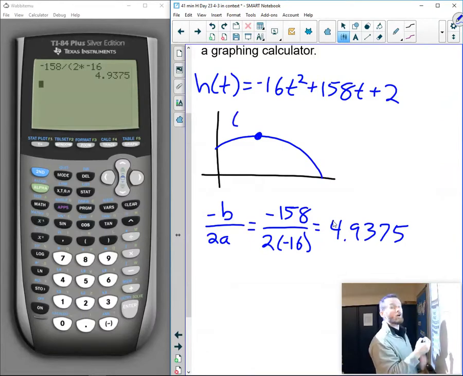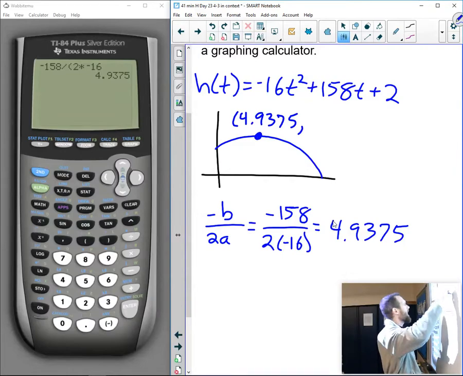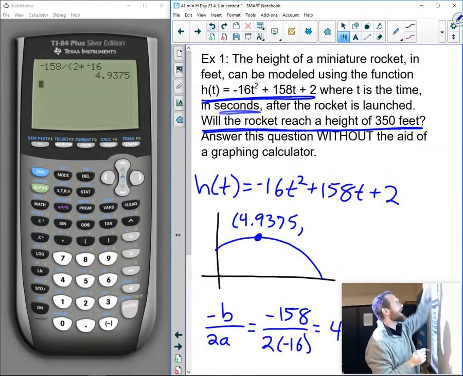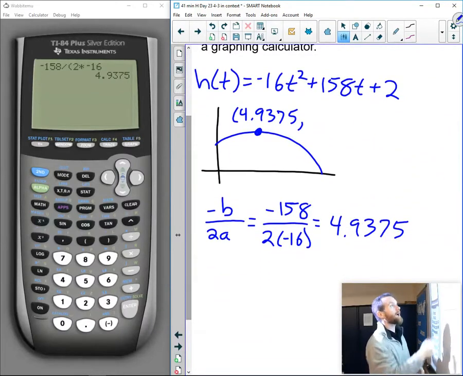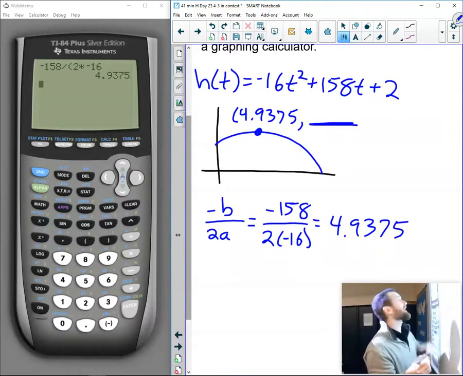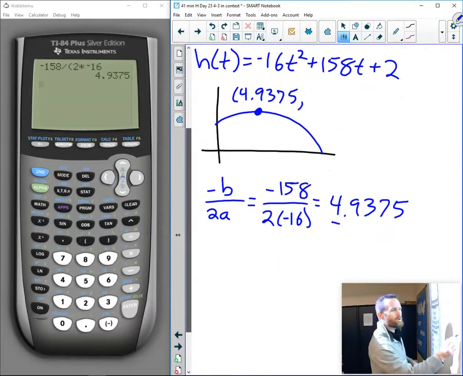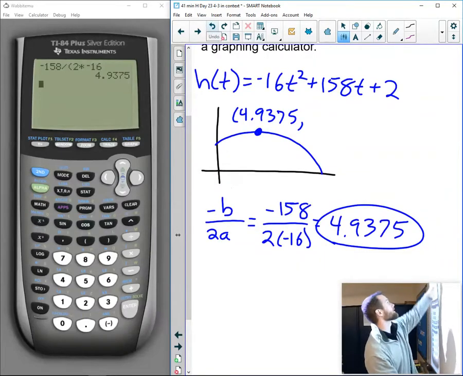So that means we're going to reach our maximum height after 4.9375. It's seconds, correct? It's the time in seconds. So at about 5 seconds, or a little bit less than 5 seconds, we're going to hit our maximum height. But we still have to find out what the maximum height is. We have to find the y-coordinate of the vertex. To do that, we just take our x value and plug it in. I'm going to do this straight in the calculator.